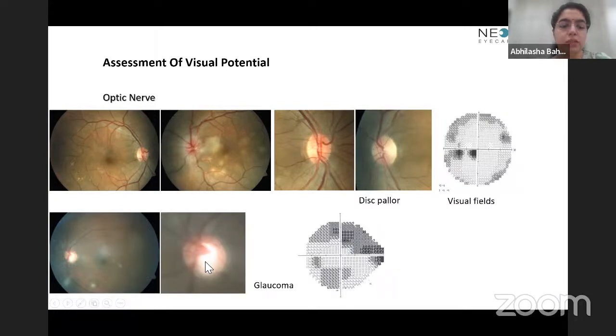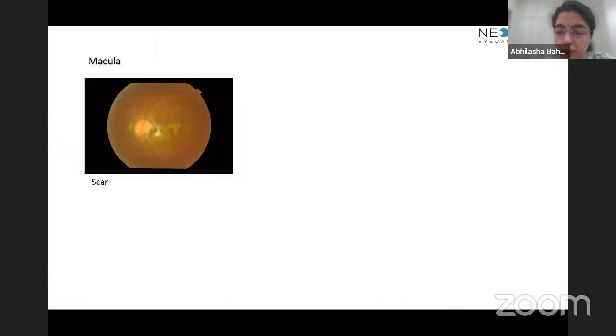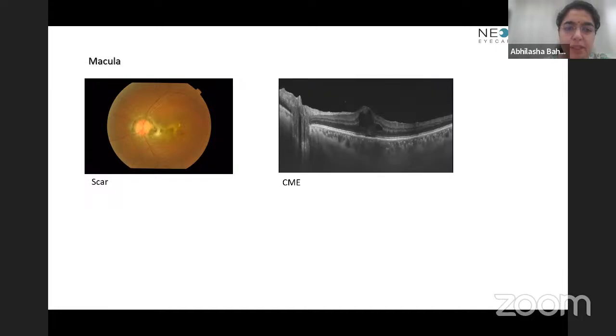Now if you see the optic nerve head, you can see that this patient has a clear-cut case of glaucoma, and this inferior nerve fiber layer defect corresponds to the visual field defect superiorly. So again, it is very important to look at the optic nerve, also check the pupillary response and color perception wherever possible.